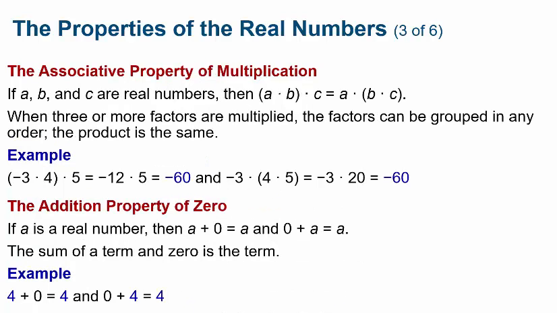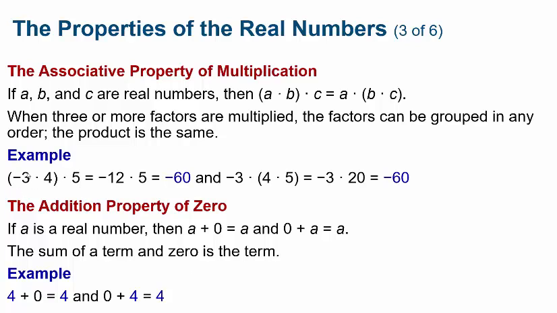Then we have the associative property of multiplication. Basically, it's the same idea. If a, b, and c are real numbers, then a times b in parentheses times c turns out it's the same thing as a times b times c in parentheses. So when 3 or more factors are multiplied, the factors can be grouped in any order, and it turns out the product is the same.